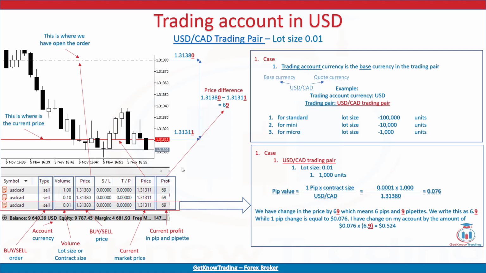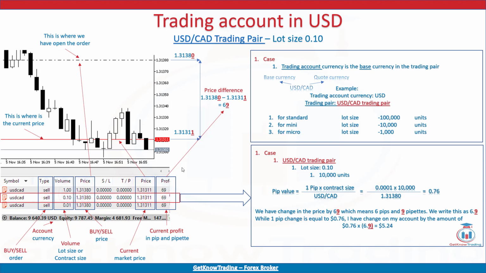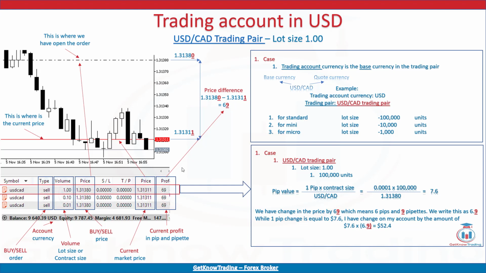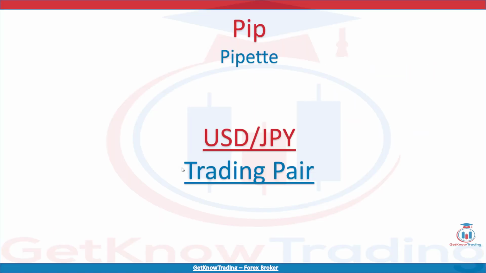So the pip is equal to $0.076. I have changed on my account by the amount of 0.076 multiplied with 6.9, which gives us $0.524. In a case when I use mini lot size, everything stays the same, but only the value is multiplied with 10, because mini lot size is 10 times larger than the micro lot. So at the end I get as a result $5.24. In case of standard lot size, I get 10 times more, which gives me $52.40 as a result.